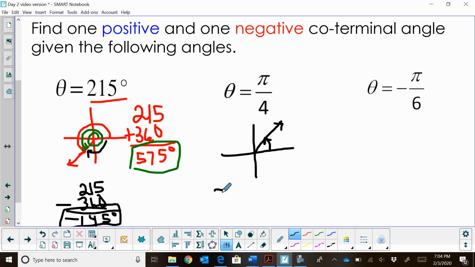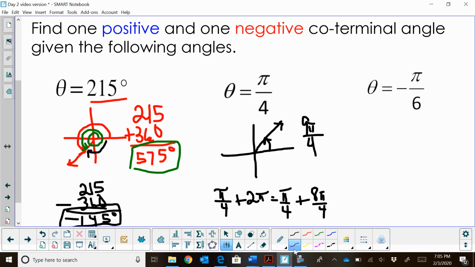I'm going to take pi fourths, and I've got to add a full revolution. So when I go to add a full revolution in radians, I've got to add 2 pi. Now, in order to add these together, I need to get a common denominator. So 4 is my denominator, so pi fourths I'm not going to change, and then I'm going to change 2 pi to 8 pi fourths. So when I add those together, I'm going to get the coterminal angle 9 pi fourths. So there's my first positive one.